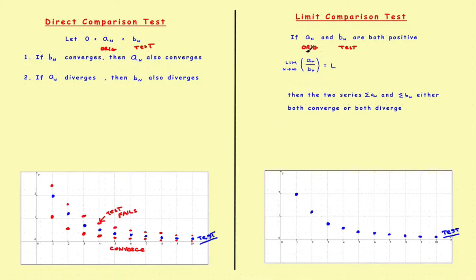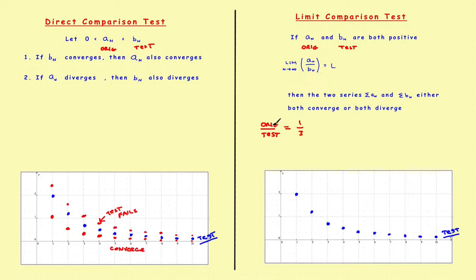You can put either the original over the test or the test over the original. So in this case, let's put the original over the test series. And let's just assume, just to give it a number, suppose it turned out to be 1/3. Now what does this mean?